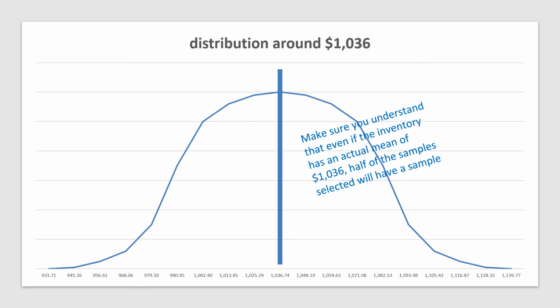Okay. Make sure you understand that if we take a distribution around 1036, half the sample means will be greater than 1036. So if our sample mean is 1037, that's not very persuasive, because even if the average inventory balance were 1036, we would expect half the samples that we would select would have sample means greater than 1036.